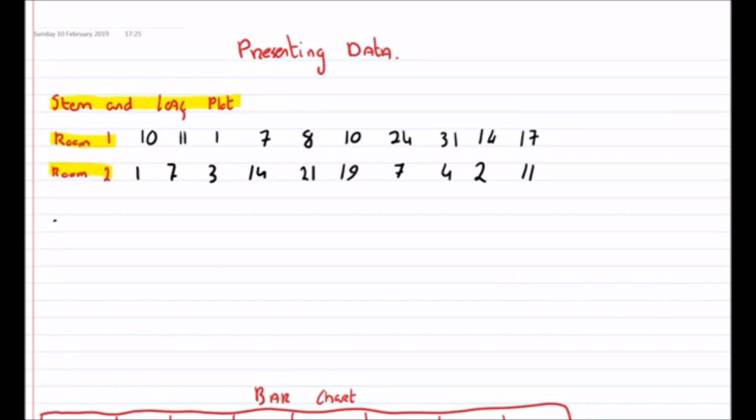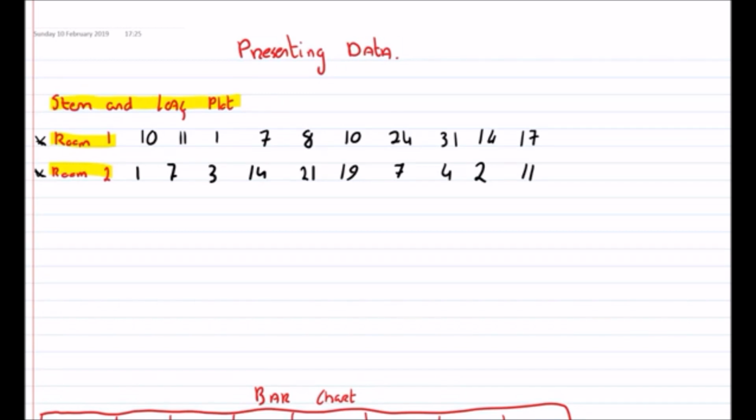In this video we're going to look at different ways of presenting data, and the first way we're going to look at is the stem and leaf plot. This is going to be a double stem and leaf plot, okay, because we have two sets of data. We have room 1 and room 2. What these rooms are is just the age of people in that particular room. So in room 1 we have a 10-year-old, an 11-year-old, a 1-year-old, and so on. In room 2 we have a 1-year-old, a 7-year-old, a 3-year-old, and so on.